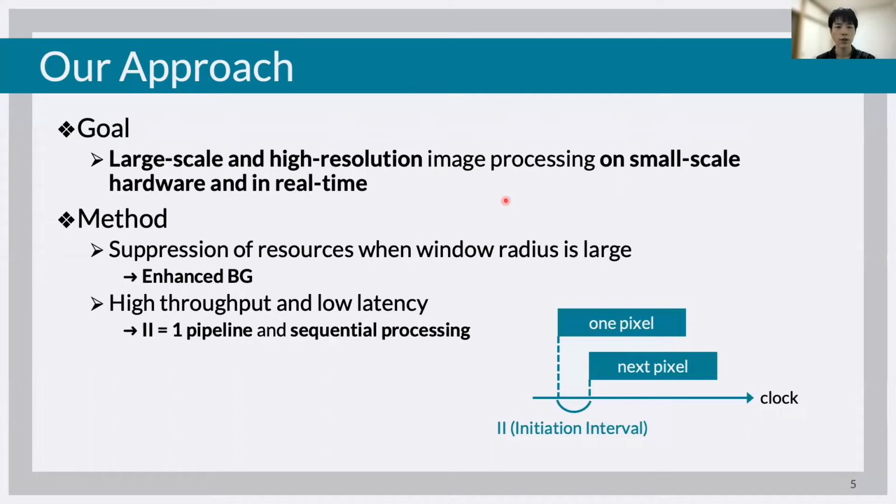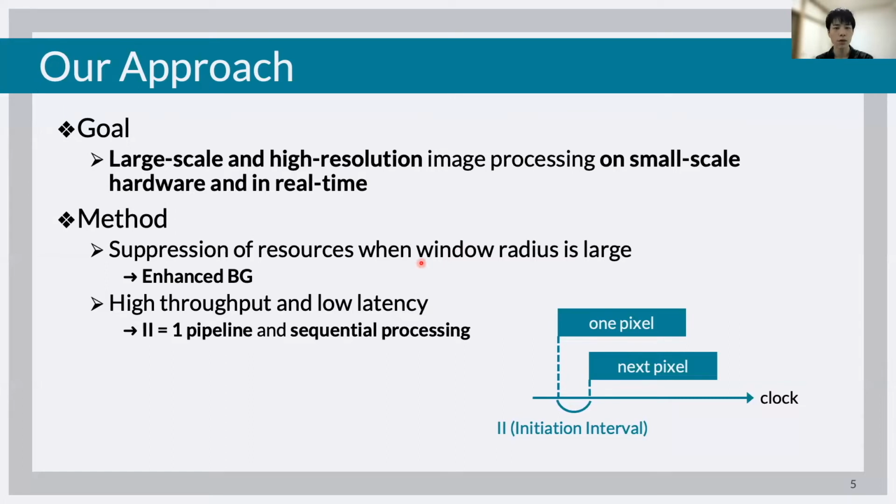Now we have understood what a bilateral filter is. So next, we move on to the method to accelerate the bilateral filter. Our goal is to process large-scale and high-resolution images on small-scale hardware and in real time. Here we chose to use the bilateral grid, one of the acceleration methods of the bilateral filter, because the hardware resources become independent of the window radius. So we propose the enhanced bilateral grid.